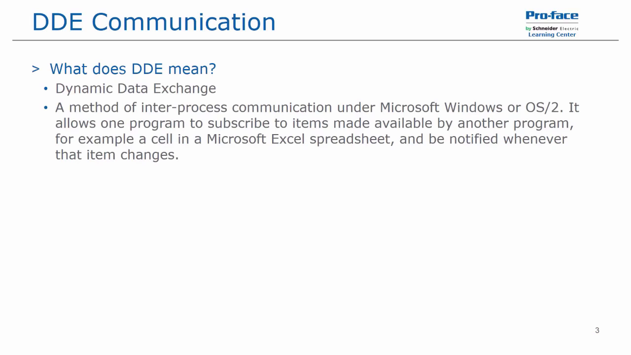We'll first discuss what DDE means, how DDE communication works, and how we accomplish it in Blue Open Studio. So first, what does DDE stand for? It stands for Dynamic Data Exchange. And to summarize, it is a method of inter-process communication under Microsoft Windows or OS/2 operating systems. It allows for one program to subscribe to items made available by another program. This is similar to the concept that OPC communication uses. And via DDE communication, that program can be notified whenever that item changes value.